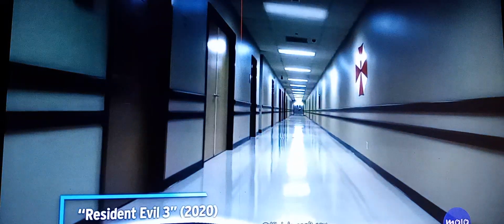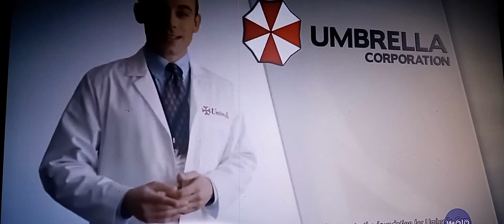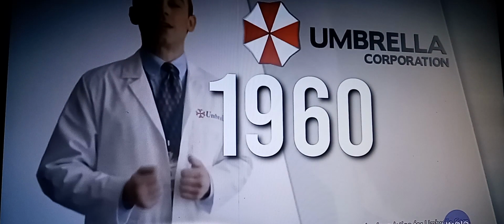Also, why are Chris's arms so big? I'm getting off topic. After discovering the virus, Spencer would create and serve as CEO and president of the Umbrella Corporation. Let's jump to the 1960s, where two important projects are underway.